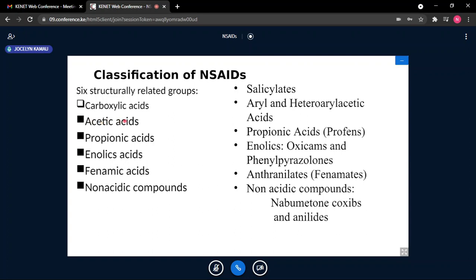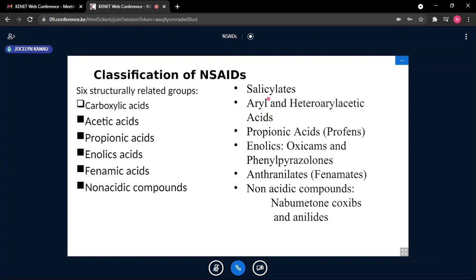Now, in these drugs, the carboxylic acid is not directly attached to, let's call it, ring A, because you're going to look at the structure, to ring A, which is usually a hydrophobic ring, but they are attached through another carbon. So there is a carbon between the carboxylic group and, let's say, the ring A. And we also call them aryl and heteroaryl acetic acids.